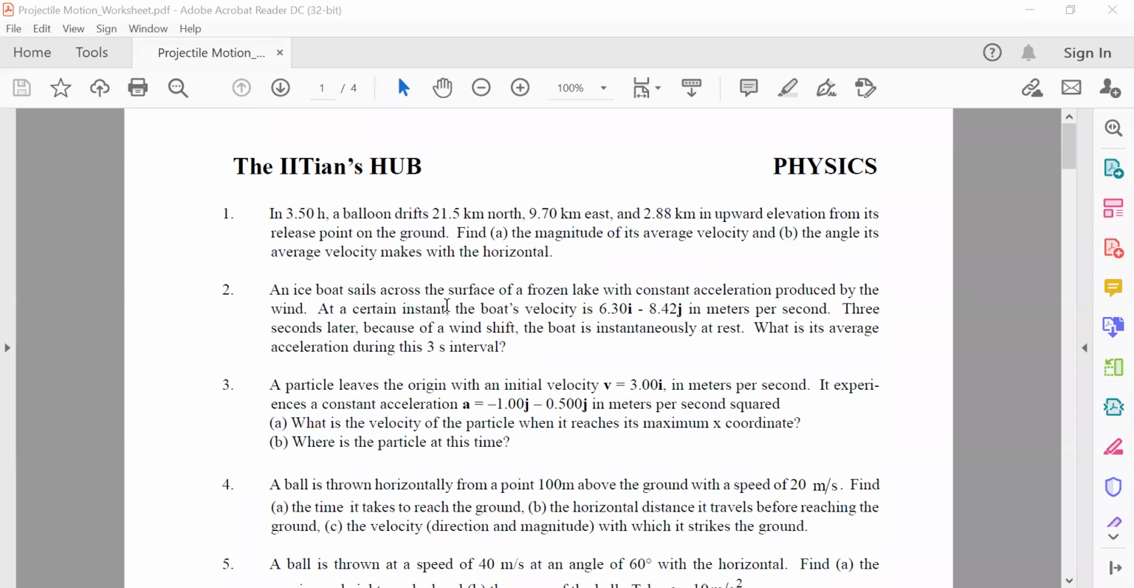Yeah, so question number 1, let's start with this. It says that in 3.5 hours, a balloon drifts this much north, this much east, and this much upward in elevation from its release point. Find the magnitude of its average velocity and the angle its average velocity makes with the horizontal. This is a very nice question, which is not so much about projectile motion. It is just about the concept of average velocity and displacement. One thing you have to understand is that north and east both lie in the horizontal plane. They are not vertical.